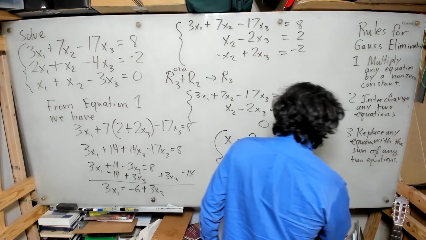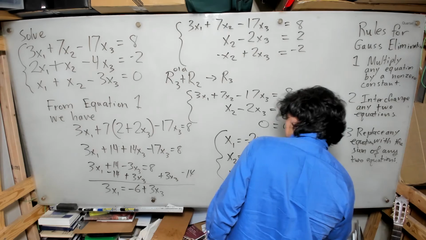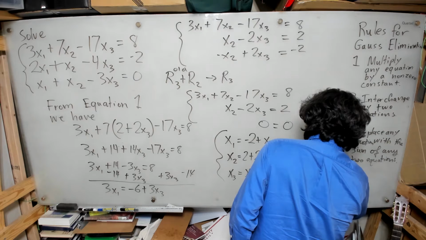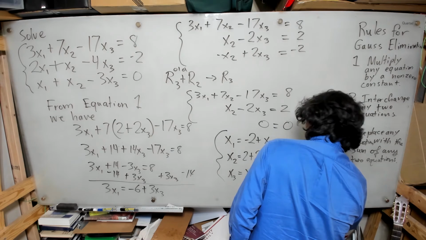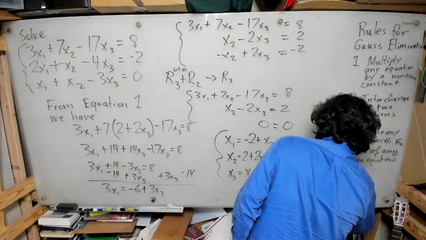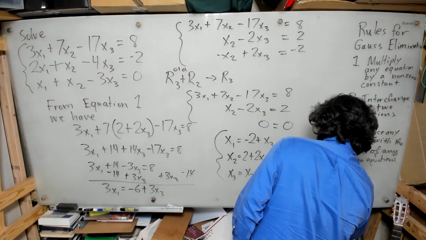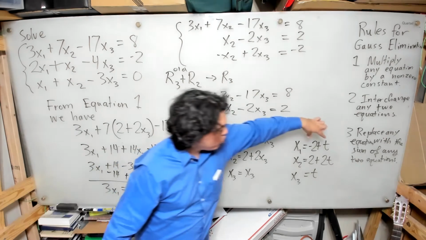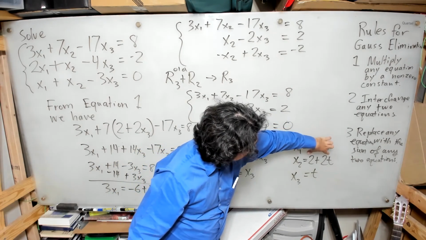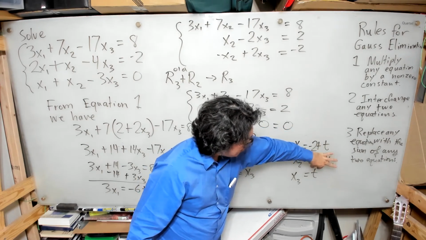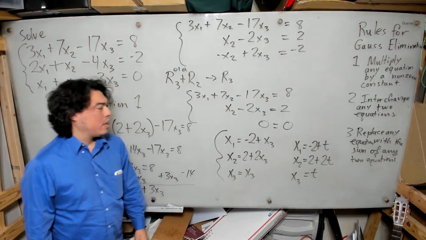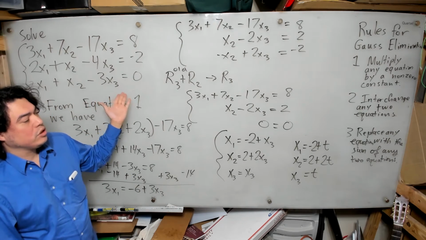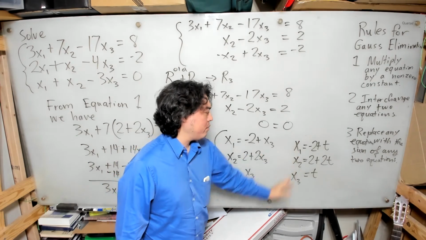And I could rewrite this solution as x1 equals negative 2 plus t, x2 equals 2 plus 2t, and then x3 equals t. Or I could write it as a point, where this would be my first coordinate for that point, this would be my second coordinate for that point, and this would be my third coordinate for that point, okay? And so this is a system with infinitely many solutions, at least one, and you can see them like this.